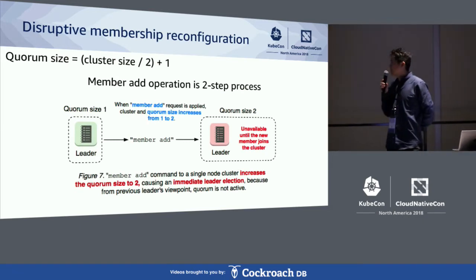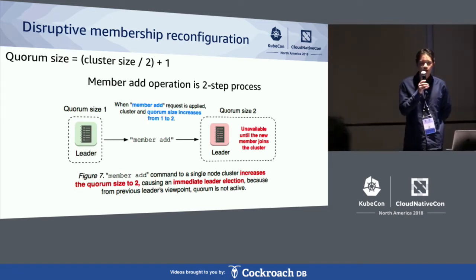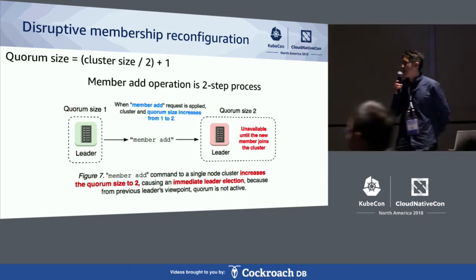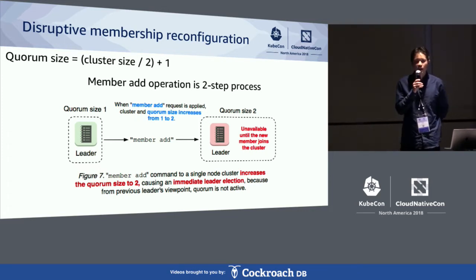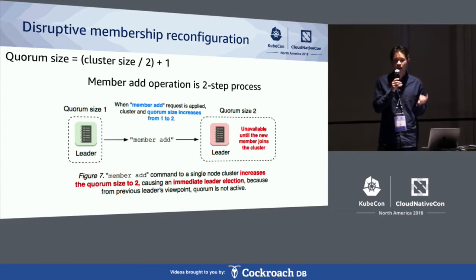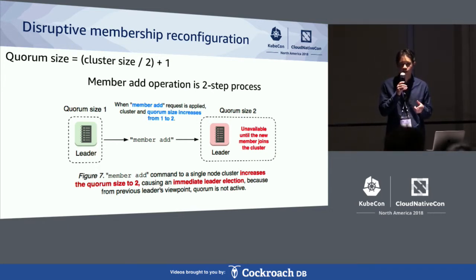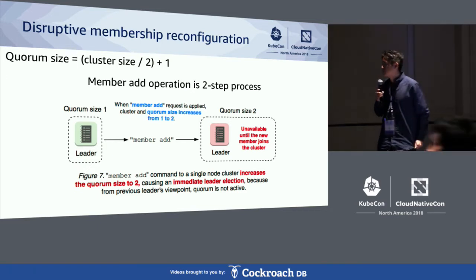The same logic applies to the one node cluster. Let's say you add a new member to the one node cluster, and the cluster size becomes two. Before you run the member add command, you have one active node out of a one node cluster, which is okay. But after you run the member add command, the cluster size becomes two, and you have only one node out of a two node cluster, which means that you just lost the quorum after the member add command.